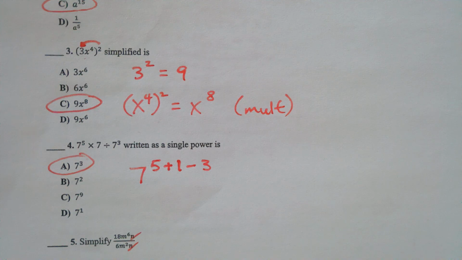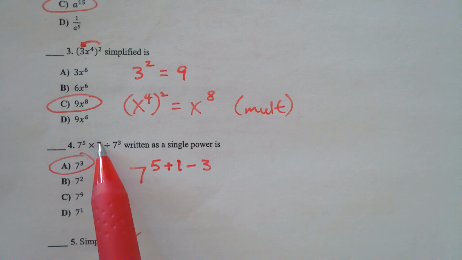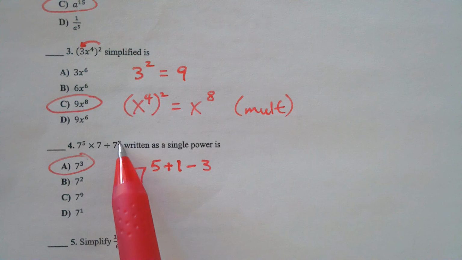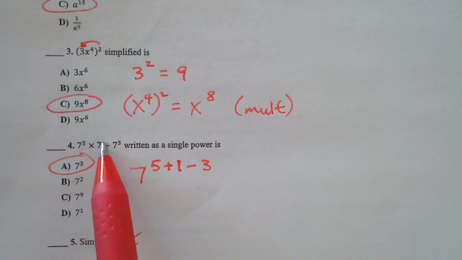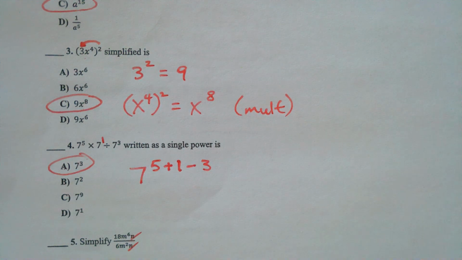Okay, number 4. All of them have a base of 7. So just like the previous one, when you multiply, you add the exponents, and when you divide, you subtract the exponent. What is the invisible exponent right here? 1. So don't forget that. So 5 plus 1 minus 3, you get 7 to the 3.